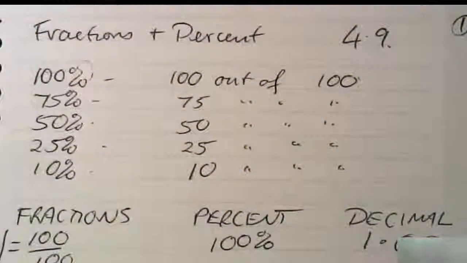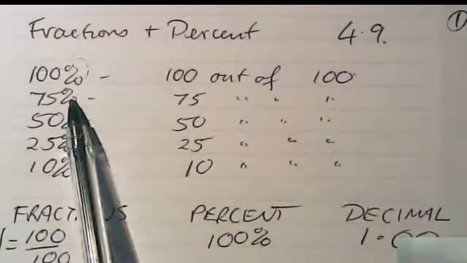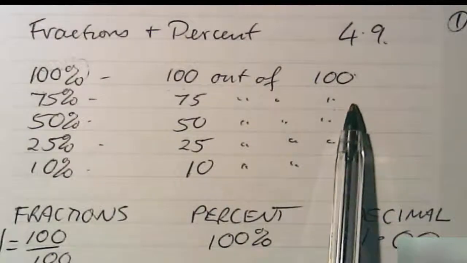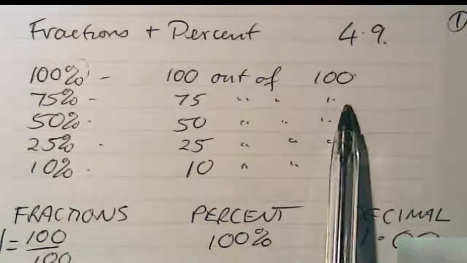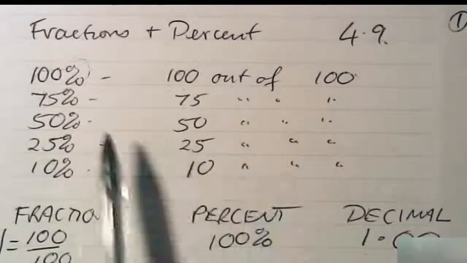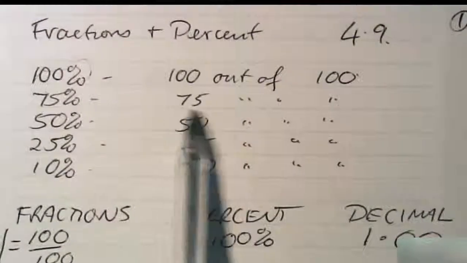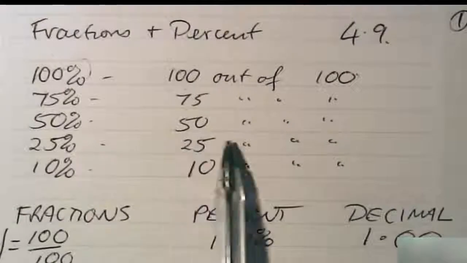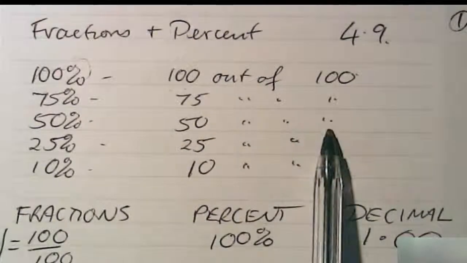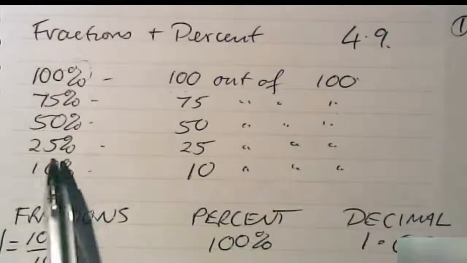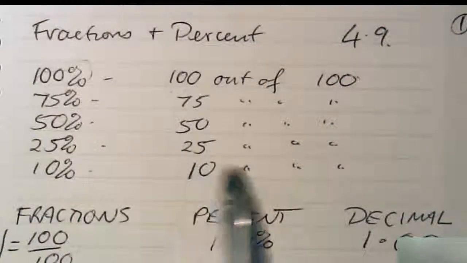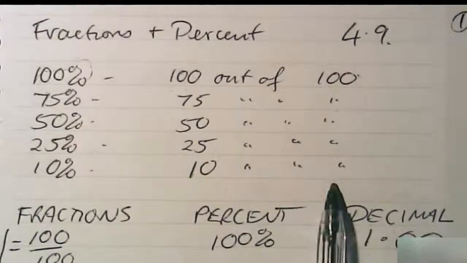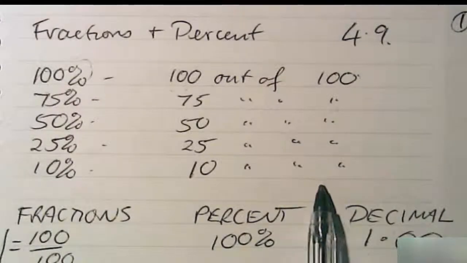And some basic information. 100% means 100 out of 100. If you did 100 spelling words, you got 100 of those correct. 75%, 75 out of those 100. 50%, 50 out of 100. The little dittos save me copying the same thing again and again. 25%, 25 out of 100. 10%, 10 out of 100. So that's the first thing to start thinking about.